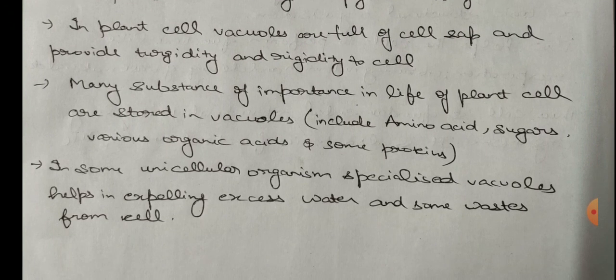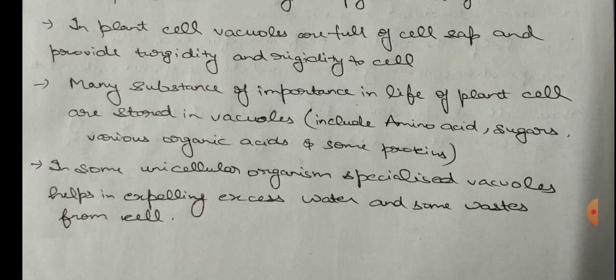Many substances of importance in the life of a plant cell are stored in vacuoles, that include amino acids, sugars, various organic acids and some proteins. See, these all are important. Somewhere or other they are used in the body, in some of the processes. So that's why it is saying many substances of importance in the life of plant cells are stored.